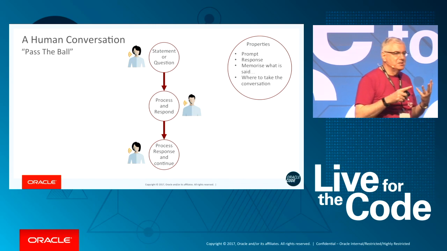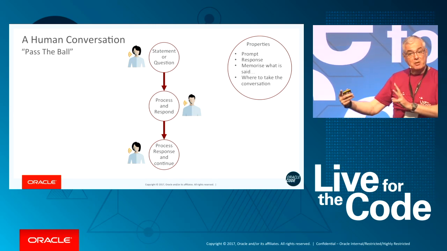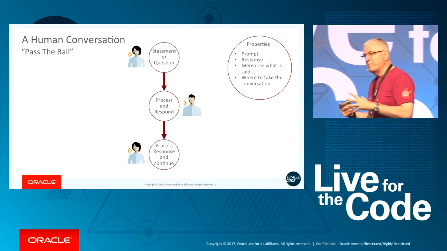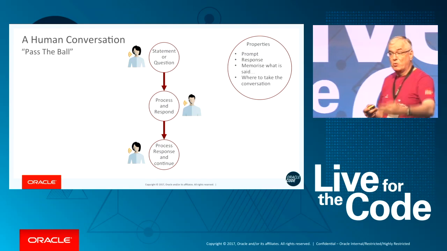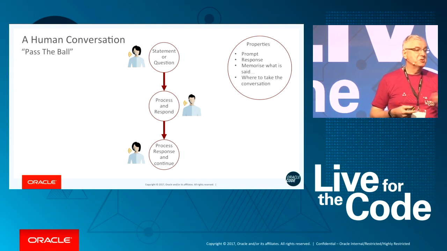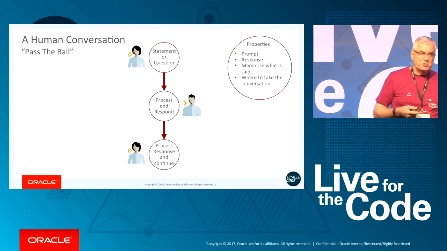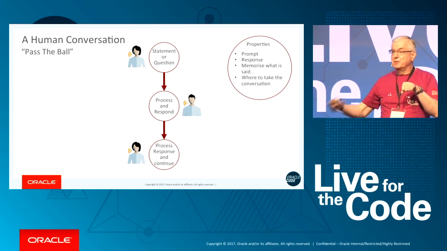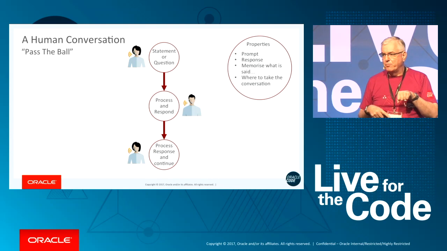So in this case, I'm remembering the previous pass of the ball, and I'm using that information to respond accordingly. So ultimately, that's now driving the conversation to the next question. But it's not hard-coded. I don't always go to question B just because I did question A.